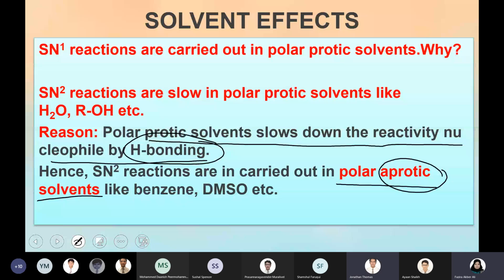So why does it increase the speed for SN1 and not for SN2? Tell me what will be the reason, Jonathan, think.